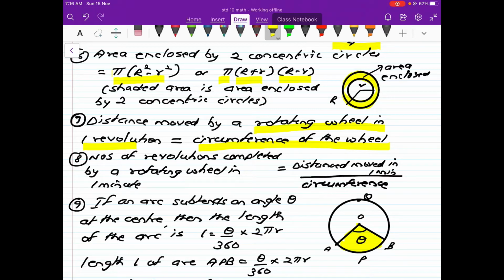So there is a formula for this. The number of revolutions completed by a rotating wheel in 1 minute is simply the distance moved in 1 minute by that wheel divided by the circumference, because one circumference means one revolution. So the number of revolutions is simply the distance divided by the circumference.